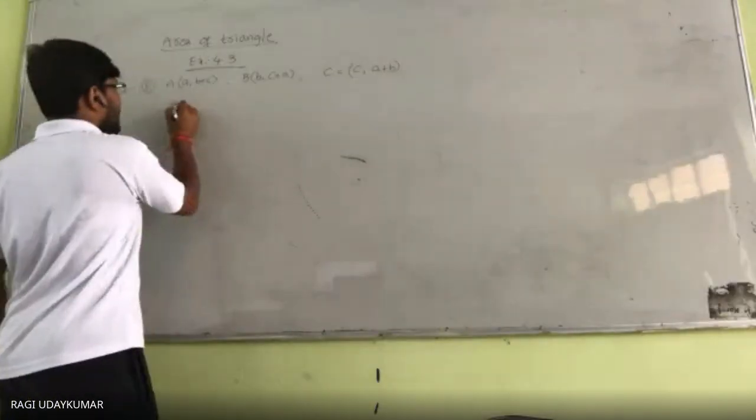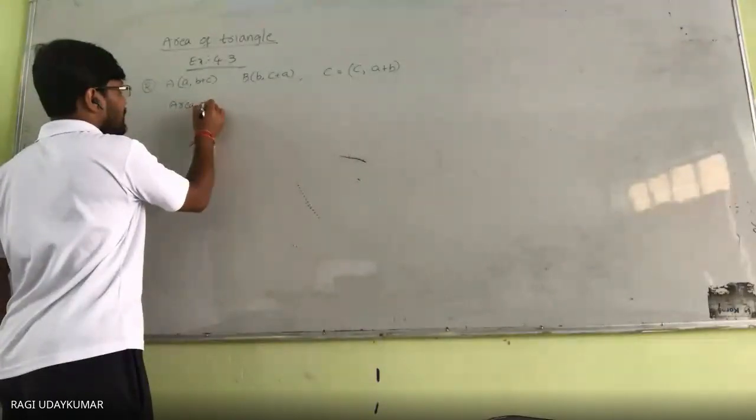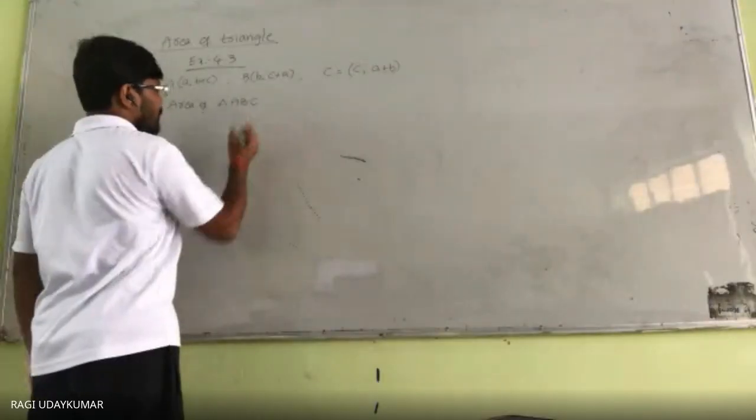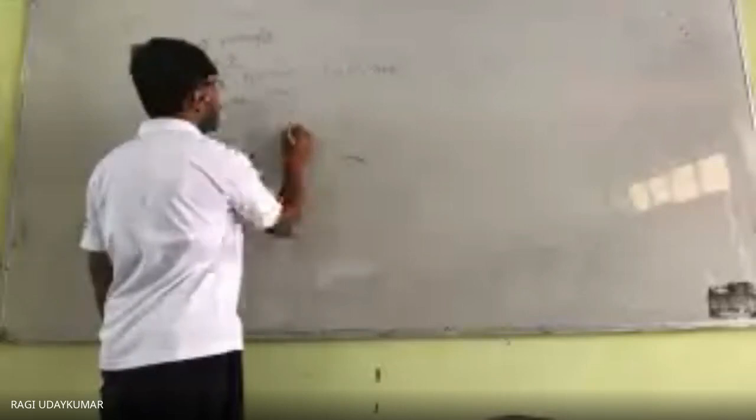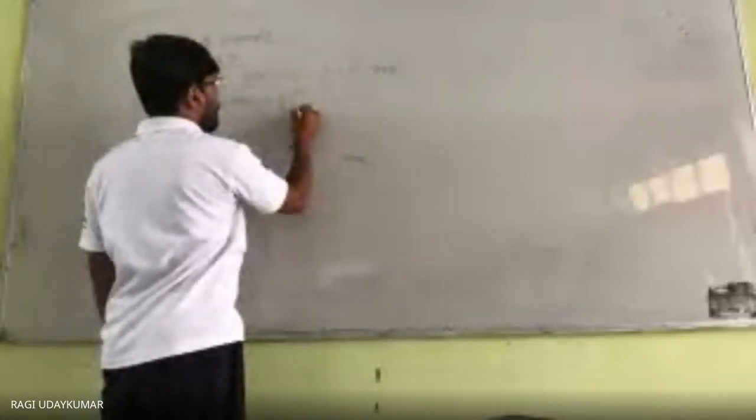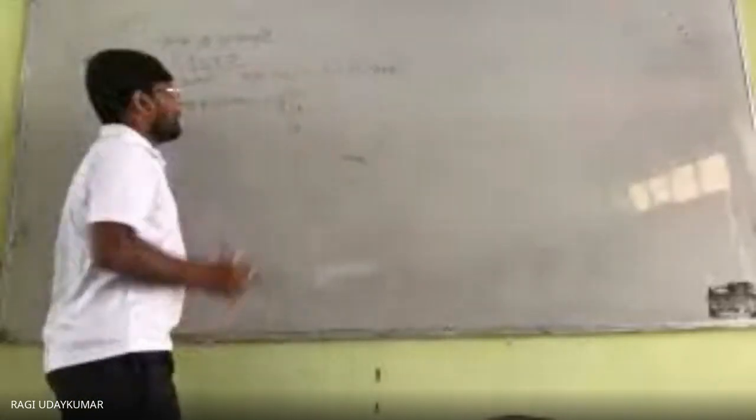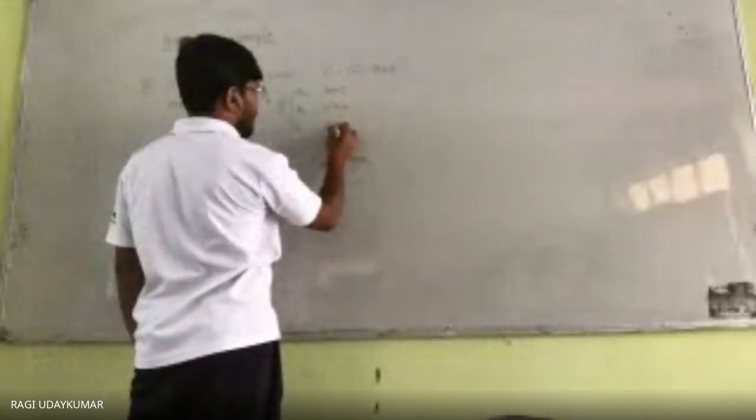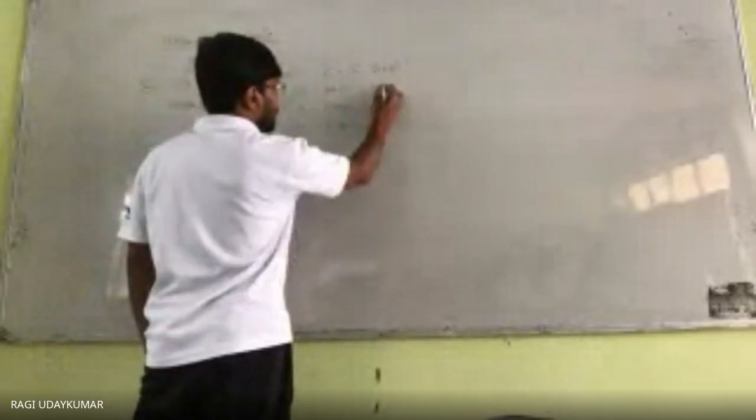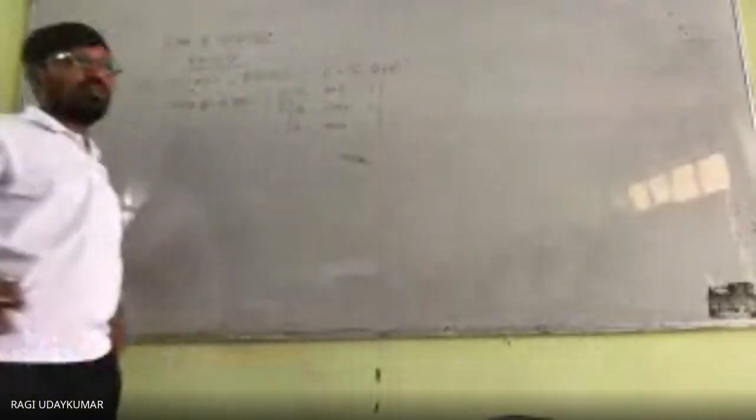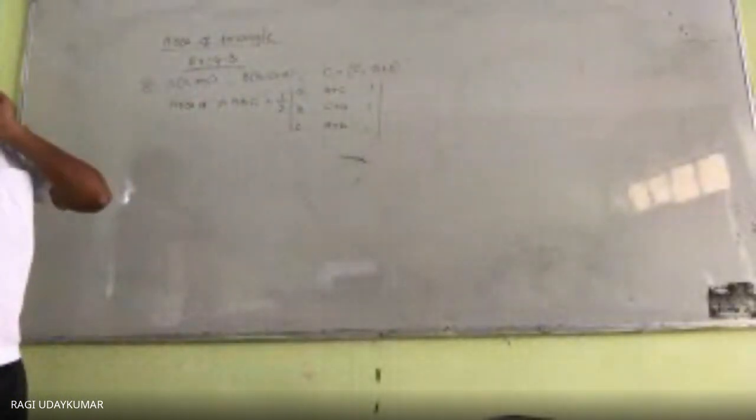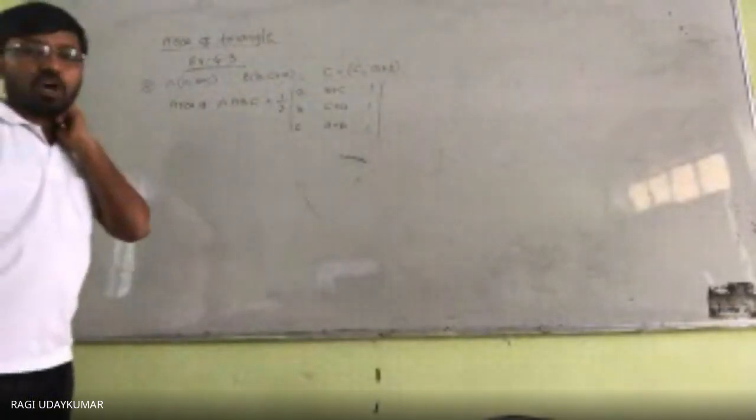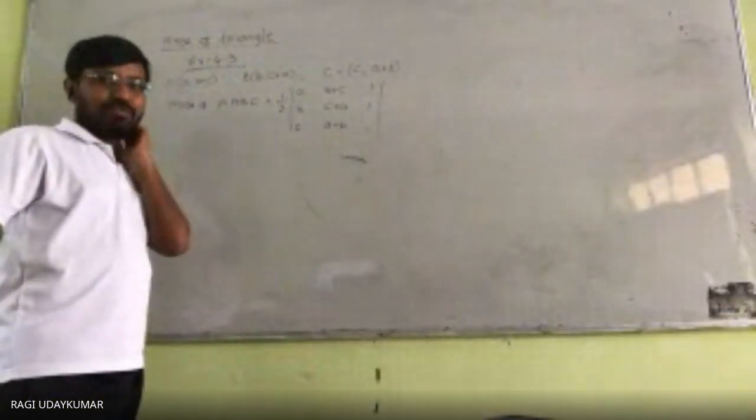So let us write the area of the triangle ABC. The area of the triangle ABC is equal to half into the first coordinates a, b, c; second, b plus c, c plus a, a plus b; and here 1, 1, 1. What to do? Can anyone say? Normally expand? It's a foolish task.